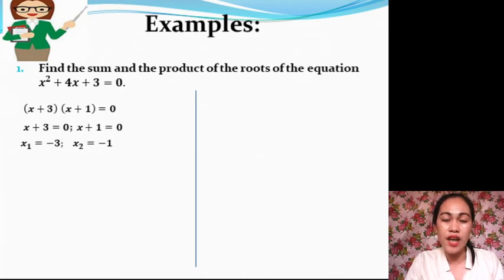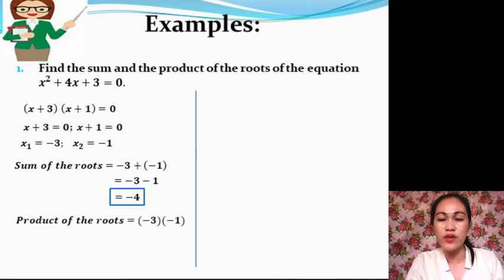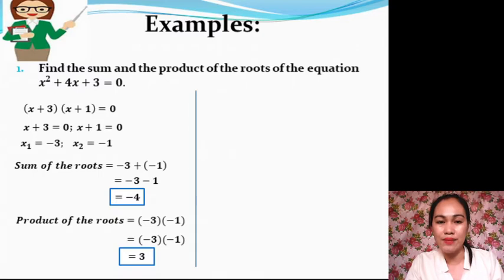To determine the sum of the roots, we add the two roots. So negative 3 plus negative 1, the answer is negative 4. For the product of the roots, we multiply the two roots. So negative 3 times negative 1 is positive 3. So we have the sum of the roots and the product of the roots. But we have another method, or what we call the shortcut method. It is by the use of the formula.